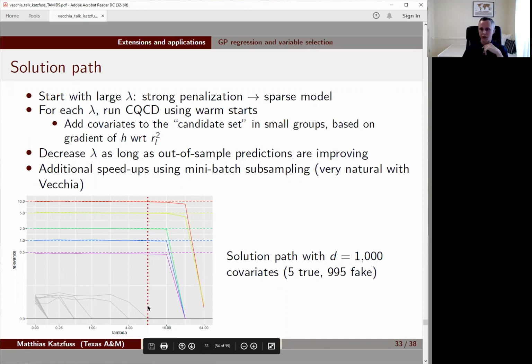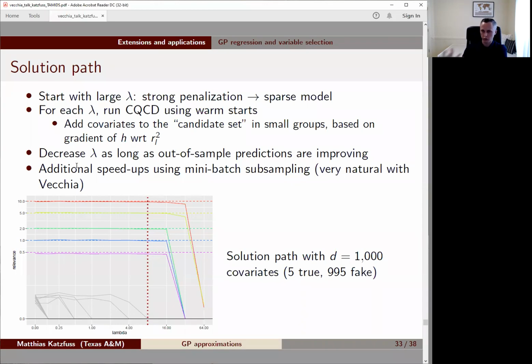And so, this is a pretty high dimensional setting for a Gaussian process. Okay, what else? One other thing that is very nice with Vecchia, which I haven't talked about in any detail, is that mini-batch subsampling, which is very popular for IID data, also works extremely well in conjunction with Vecchia. Now we have, of course, dependent data.